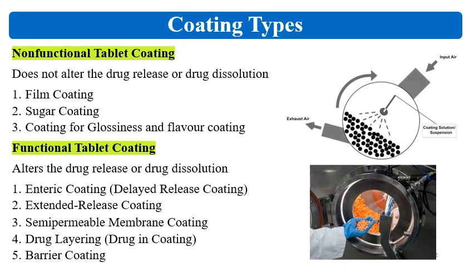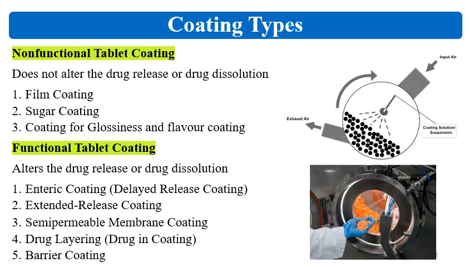Then functional coating. Functional coating is done to perform some alteration or modification in the release rate or dissolution of the formulation. Non-functional tablet coatings are mainly three types: film coating, sugar coating, and coating performed for increasing the glossiness or shine of the tablet. Sometimes film coating also uses flavor, and flavor is used in the coating. Flavor coatings are performed on nutraceutical formulations and some pediatric formulations.